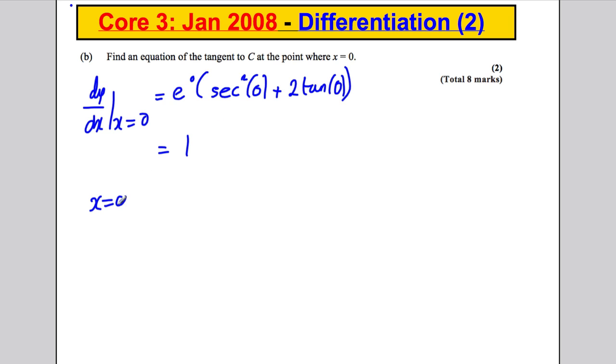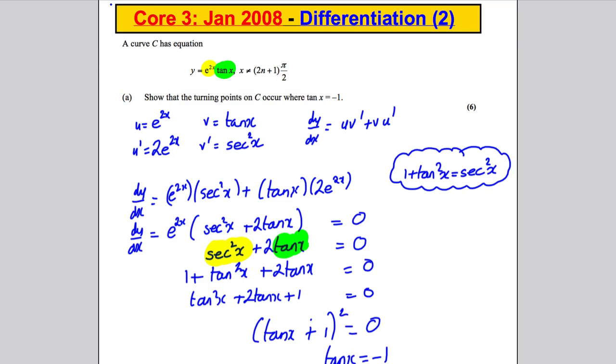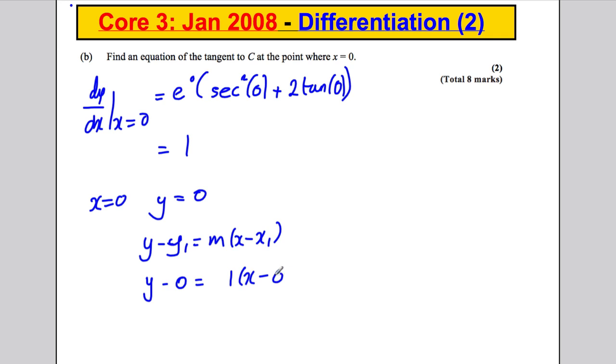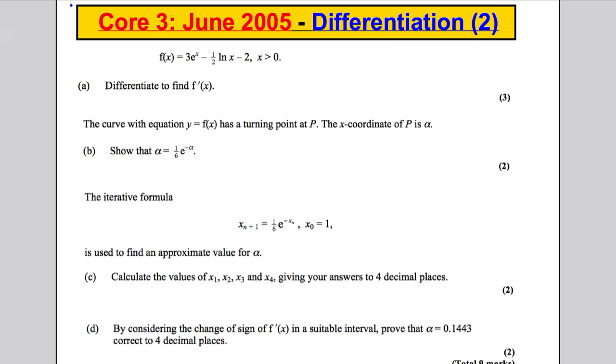When x is 0, what's the y coordinate? Well, going back to the original equation, it would be e to 0 tan 0, which again would be 0. So you can use the formula y minus y1 is m times x minus x1. So y subtract 0 would be equal to 1 times x subtract 0. So the tangent is y is equal to x. Okay, next, here's the question. Pause, have a go.